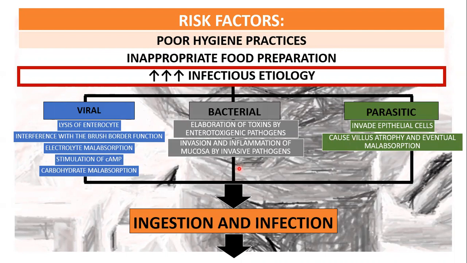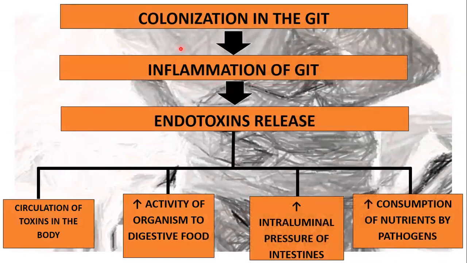All of these infectious etiologies would be acquired through ingestion followed by infection. Then, it would colonize the gastrointestinal tract, causing inflammation, and later on, endotoxins would be released, causing these effects: circulation of toxins in the body, increased activity of the organism to the digestive food, increased intraluminal pressure of the intestines, and finally, increased consumption of nutrients by these pathogens.